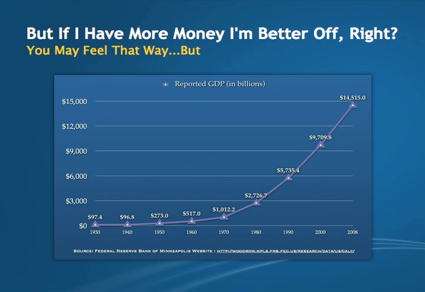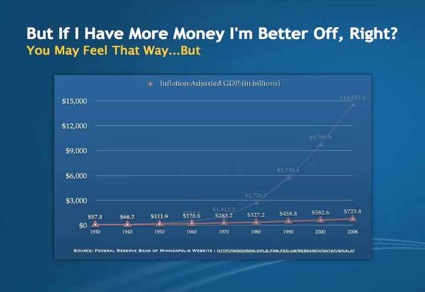If we adjust these numbers for inflation, whoa, wait a second. You mean we've really only gone from $14 trillion to $725 billion worth of exchanges? We've had some growth in the economy, obviously. But inflation is this bandit that comes in the night, and although we feel richer because we have more dollars in our pockets, we slowly have our wealth eroded.